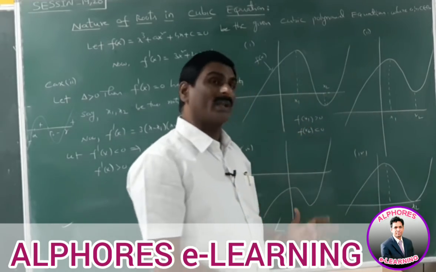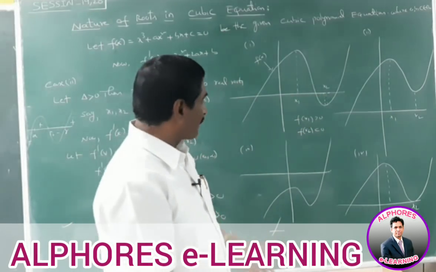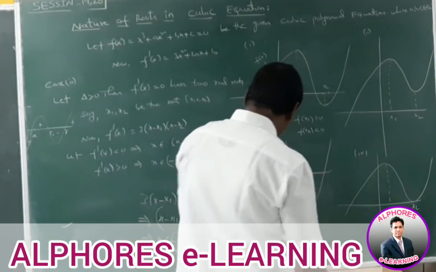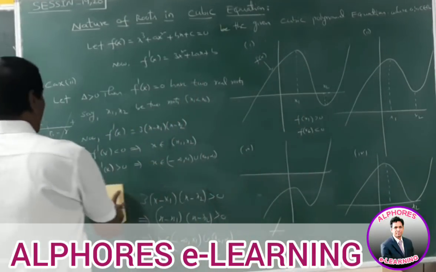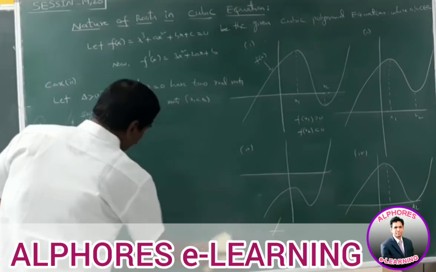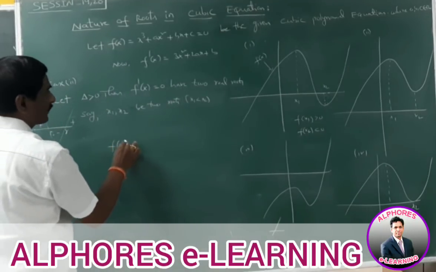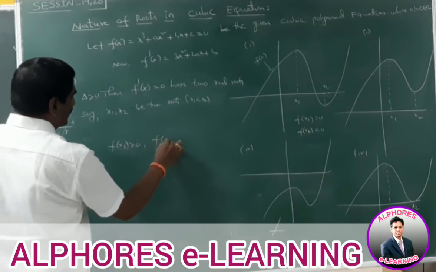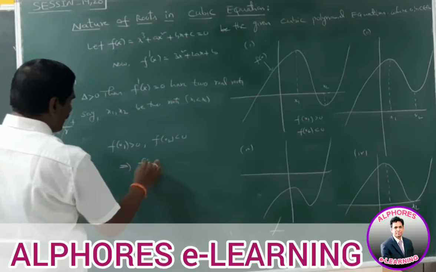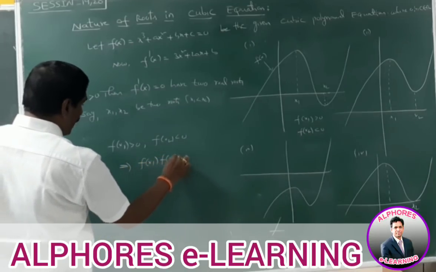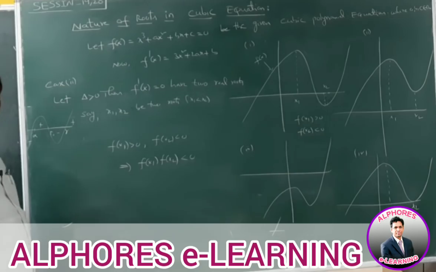x1, x2 are 2 different values. That means f of x1 greater than 0, f of x2 less than 0. That implies f of x1 and f of x2 have opposite signs. That means the product is less than 0.